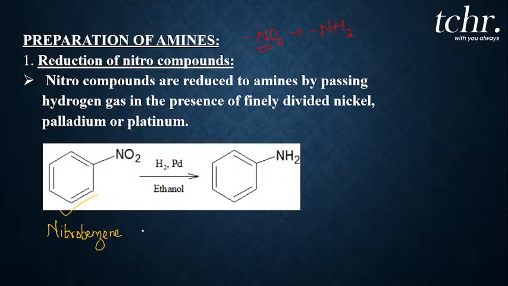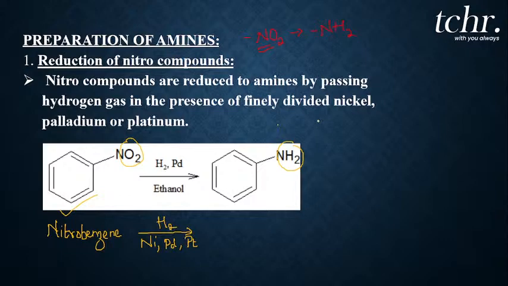You know that whenever you perform reduction, you can use catalysts like nickel, palladium or platinum, right? So, direct hydrogenation using catalysts like nickel, palladium or platinum. What I do here is addition of hydrogen and removal of oxygen, and this gives me the nitro group converted to the amine group, NH2.